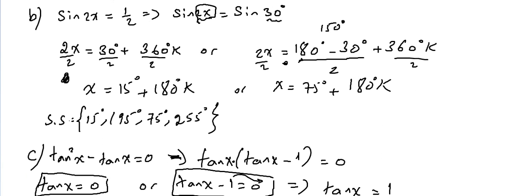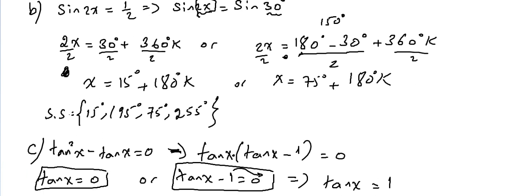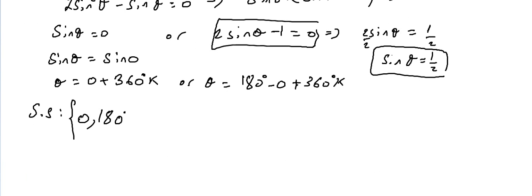We did sine 2x equal to half. Let's do this one here. Sine theta is equal to half. This means sine theta equals sine 30 degrees, because sine 30 degrees is equal to half.